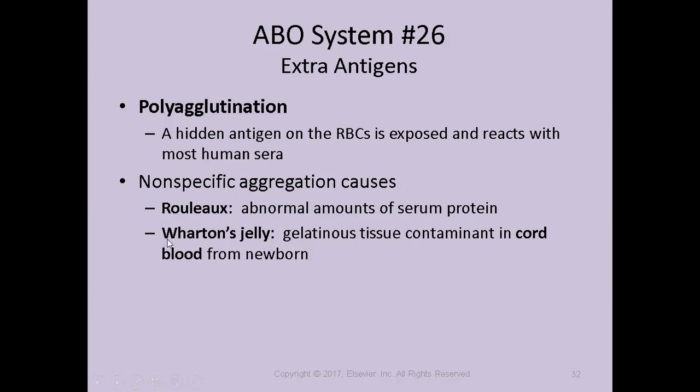The next thing, Wharton's jelly, is something that is specifically found in cord blood. Cord blood is from the umbilical cord of a newborn. When babies are first born, they take blood from the umbilical cord and send it to the blood bank, and we test it. We only do forward typing on it, to find out the baby's ABO and Rh type. This Wharton's jelly is really gelatinous, very gooey and viscous, and it can look like red cells are aggregating, but they're really not. It's due to the Wharton's jelly.